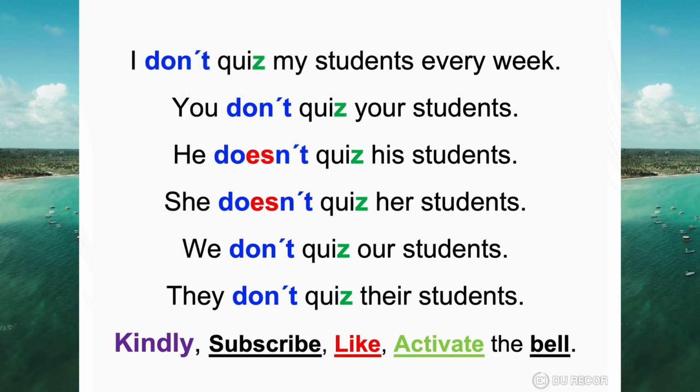I don't quiz my students every week. You don't quiz your students. He doesn't quiz his students. She doesn't quiz her students. We don't quiz our students. They don't quiz their students. As you see in the negative form, the verb doesn't change with all pronouns. But you need to write doesn't with he and she. Let's go to the question form, the last slide.